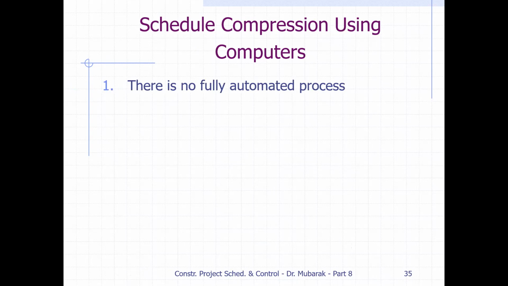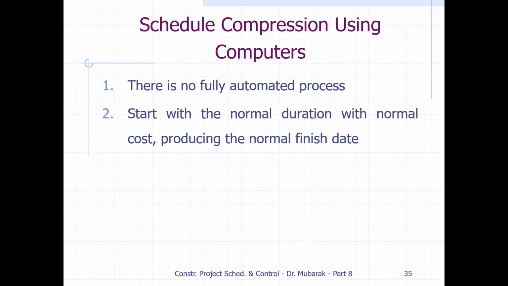Now, scheduling compression using computers. When we work with Primavera, they are putting some hints. There is no fully automated process. Start with the normal duration and normal cost, producing the normal finish date. This is what we start with, like the zero cycle.